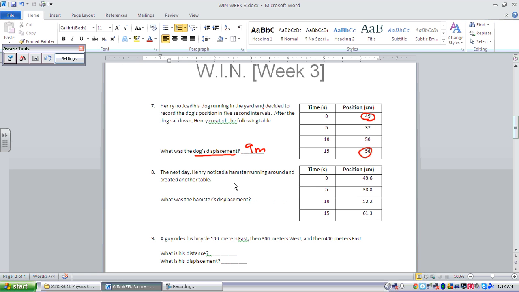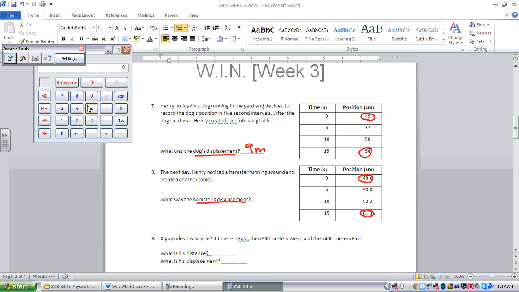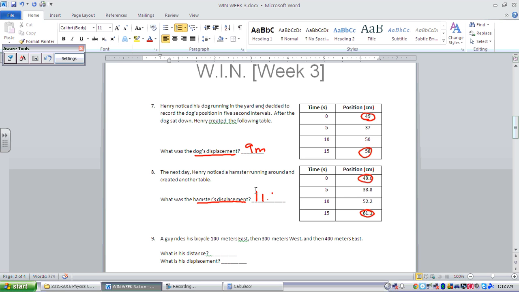The next day, Henry noticed a hamster running around and created another table for the hamster. We're trying to find this hamster's displacement. Do it the same way. You're going to use the initial position and the final position. So in this case, it'll be 61.3 and 49.6. And 61.3 minus 49.6 gives us a value of 11.4. Meters, or centimeters in this case, right? Pay attention to units.